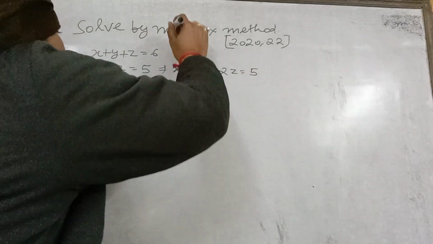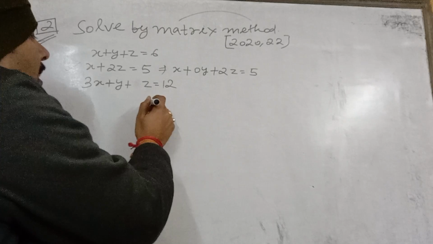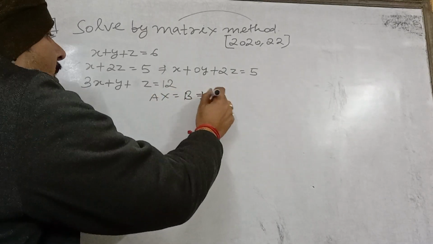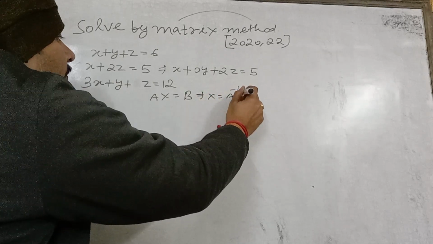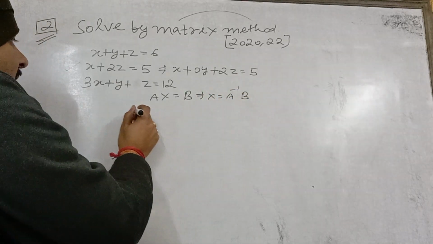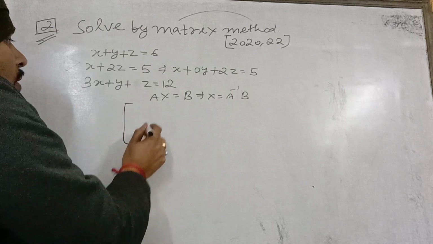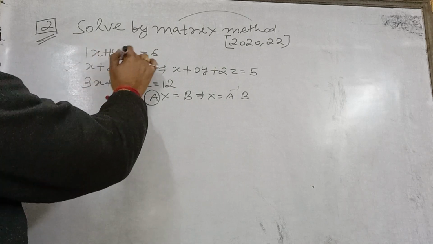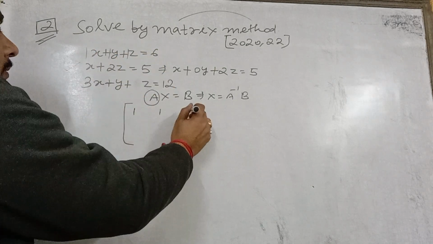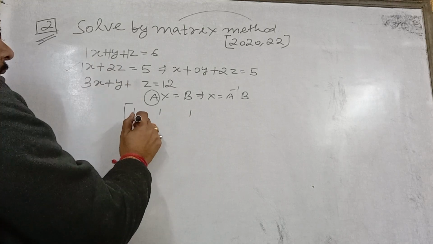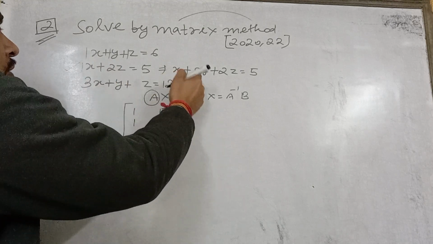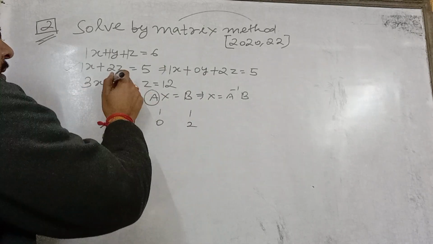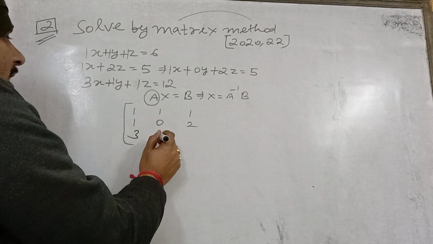What do you mean by matrix method? In matrix method, firstly we will write the expressions in the form of AX equals B, and from here the X value is A inverse B, and the value of A is the coefficients of x, y, and z. So 1, 1, 1, 1, 0, 2, 3, 1, 1. Coefficients of x, y, z only.